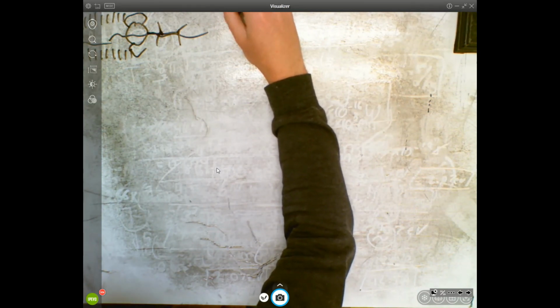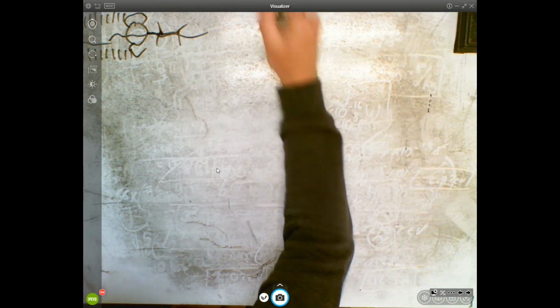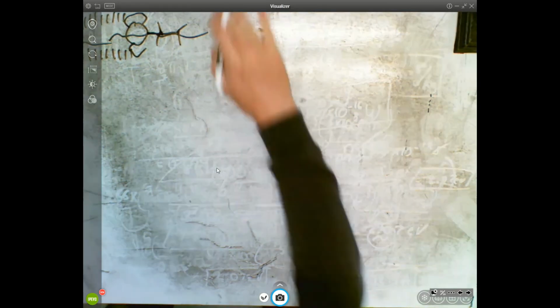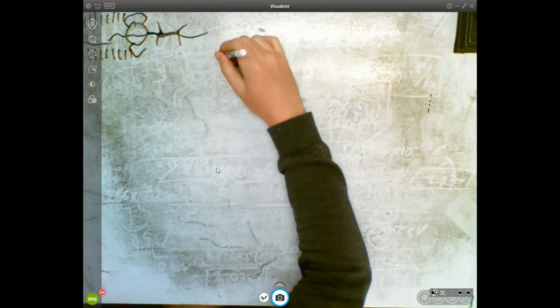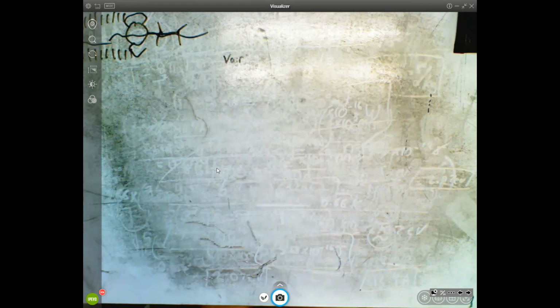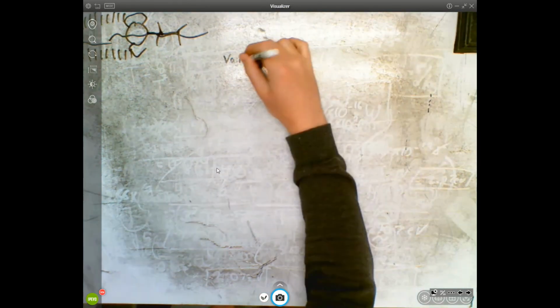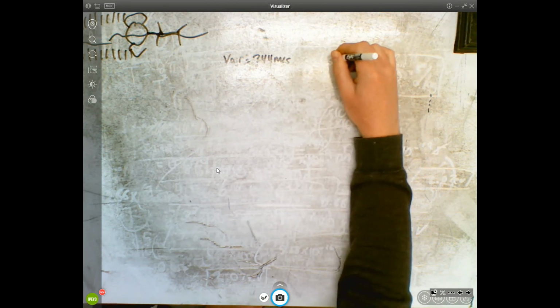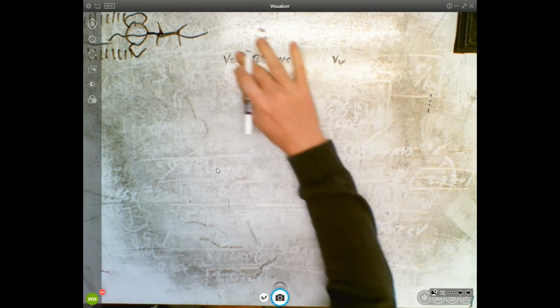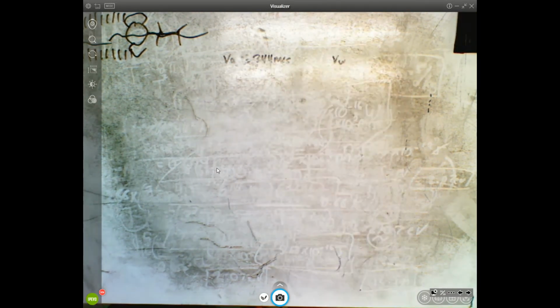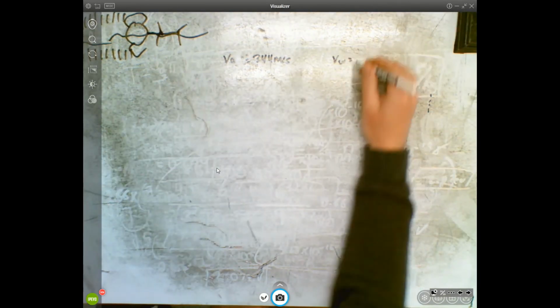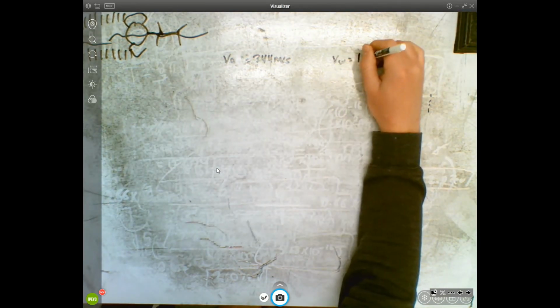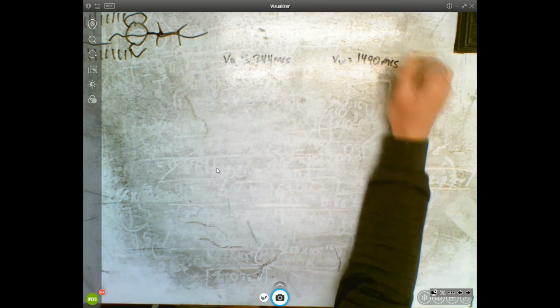So what we know is we know the speed in air. They told us it's 344 meters per second. We also know the speed in water. Actually, I'm just going to call it VA and VW. So the speed in the water is 1490 meters per second.